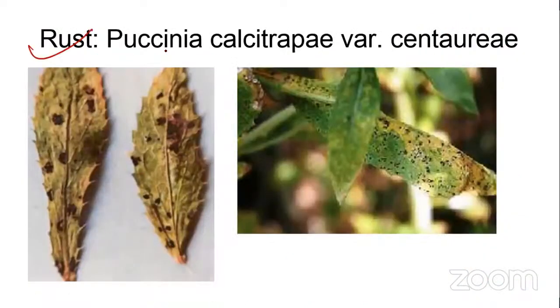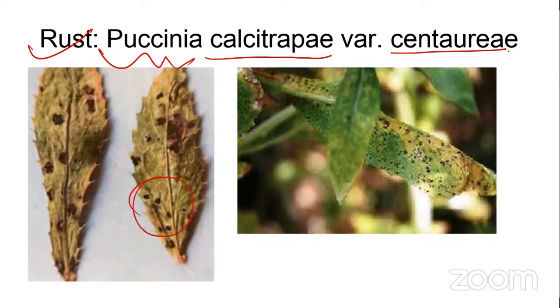Then rust, Puccinia calcitrapae var. centaureae, right? The synonym you can also call Puccinia carthami. Okay, so many synonyms are there. So one more is Puccinia calcitrapae var. centaureae, right? So here also the same. Usually it will infect the underside of the leaf, right?